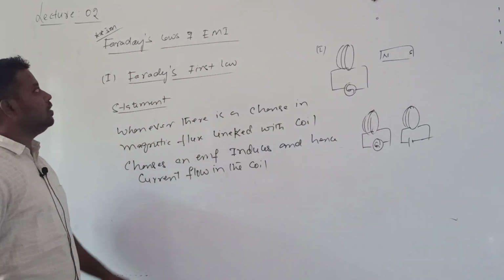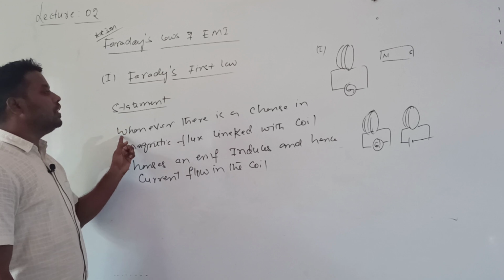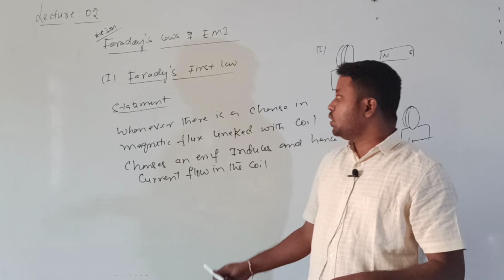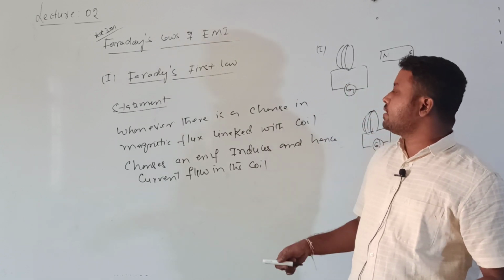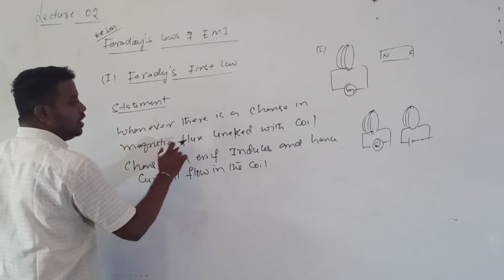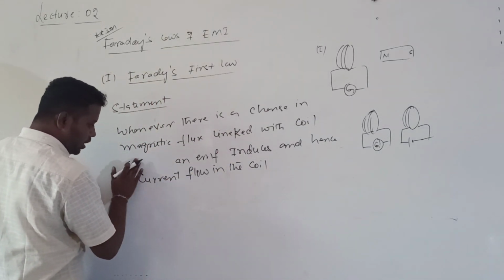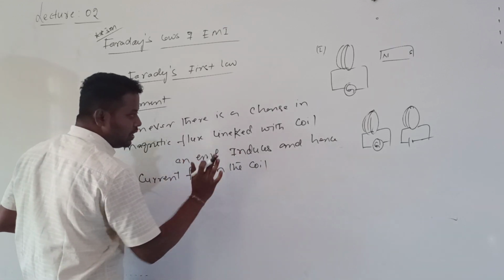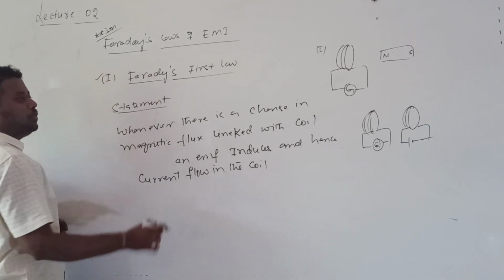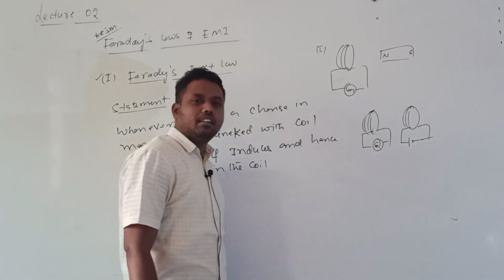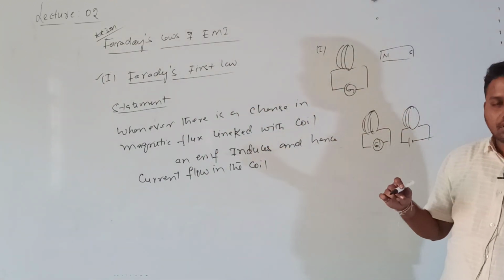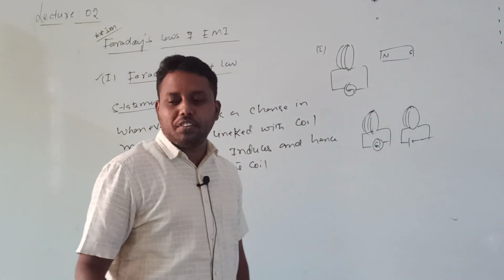So what is the statement of Faraday's first law? Whenever there is a change in magnetic flux linked with a coil, then what happens? An EMF is induced, and hence the current will flow in the coil. So this is Faraday's first law. I think it is clear. Faraday's first law, statement and explanation. Okay? So this is Faraday's first law.